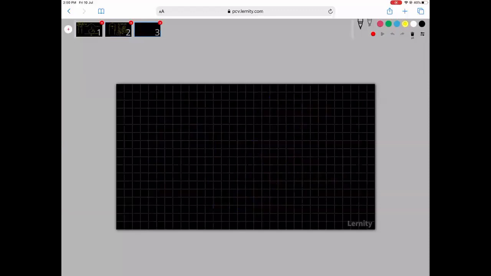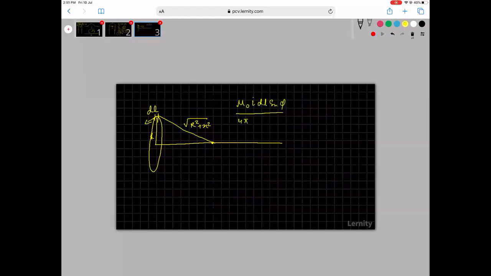Here, you have a wire like this. You have a point on the x-axis. Here, this is r. Here, this is root over r square plus x square. So if you take a small element dl here, according to the Biot-Savart law, it is mu naught I dl sine phi divided by 4 pi, then r square plus x square.